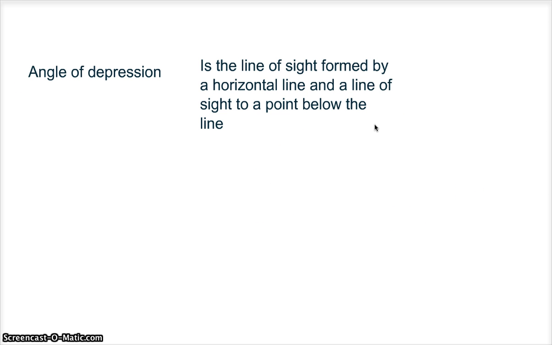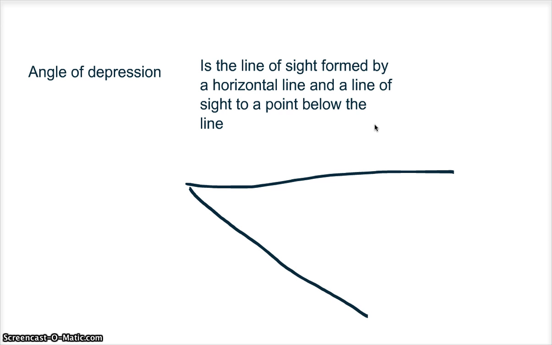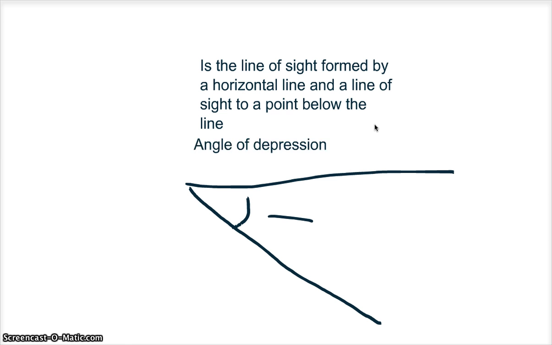So angle of depression is the angle formed by a horizontal line and a line of sight to a point below the line. So for example, if you were looking straight, that would be your horizontal line here. But in case you were actually looking down, that's your line of sight. This space in between would be considered your angle of depression. So this would be considered your angle of depression.